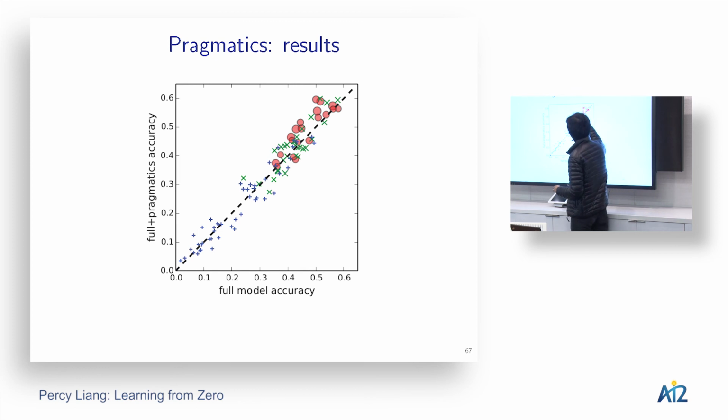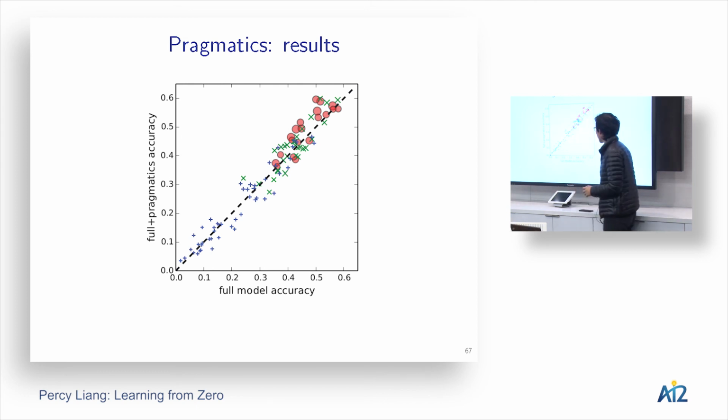So we then stratified into the red, which is the top players, the green, which is the mid players, and the blue, which is the bottom players. And notice that the bottom players definitely don't benefit. These are people who type random garbage into the system, so why would they benefit from pragmatic reasoning? And we notice that the top players actually do benefit, right?